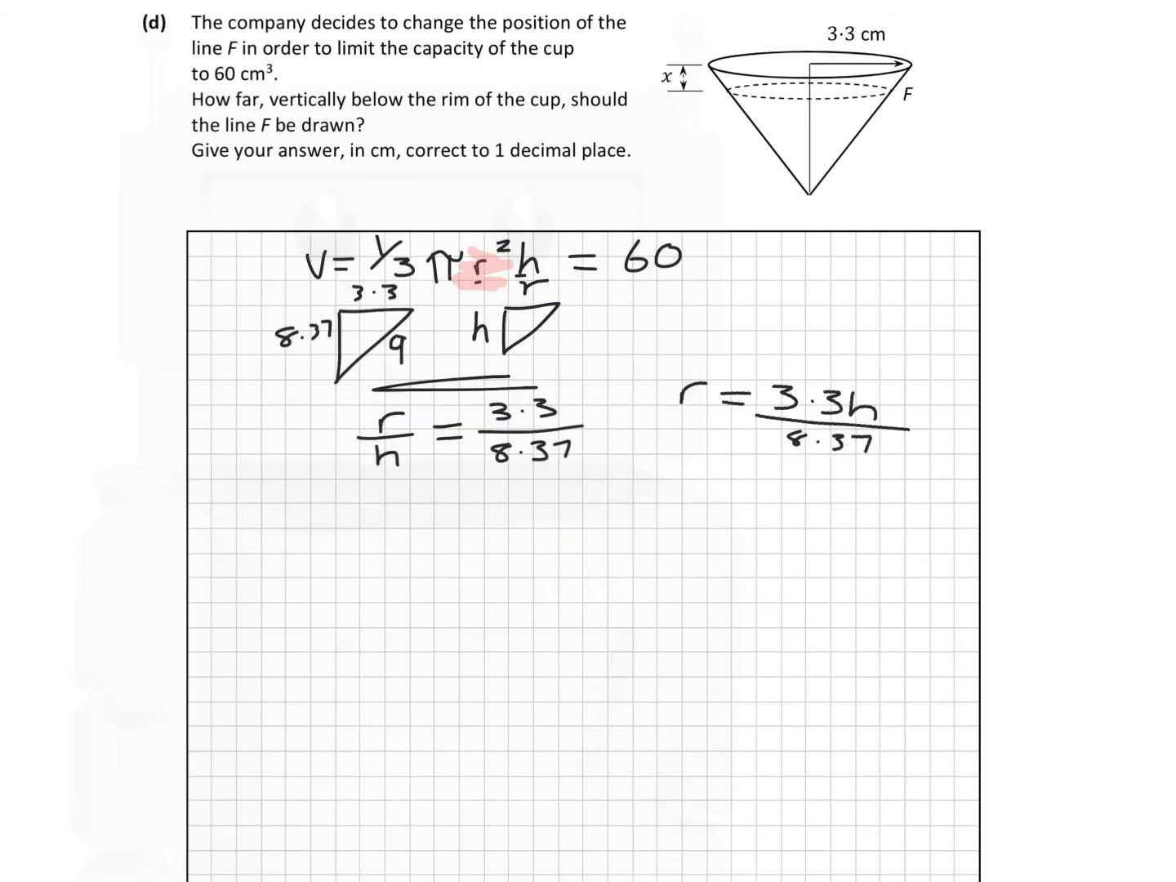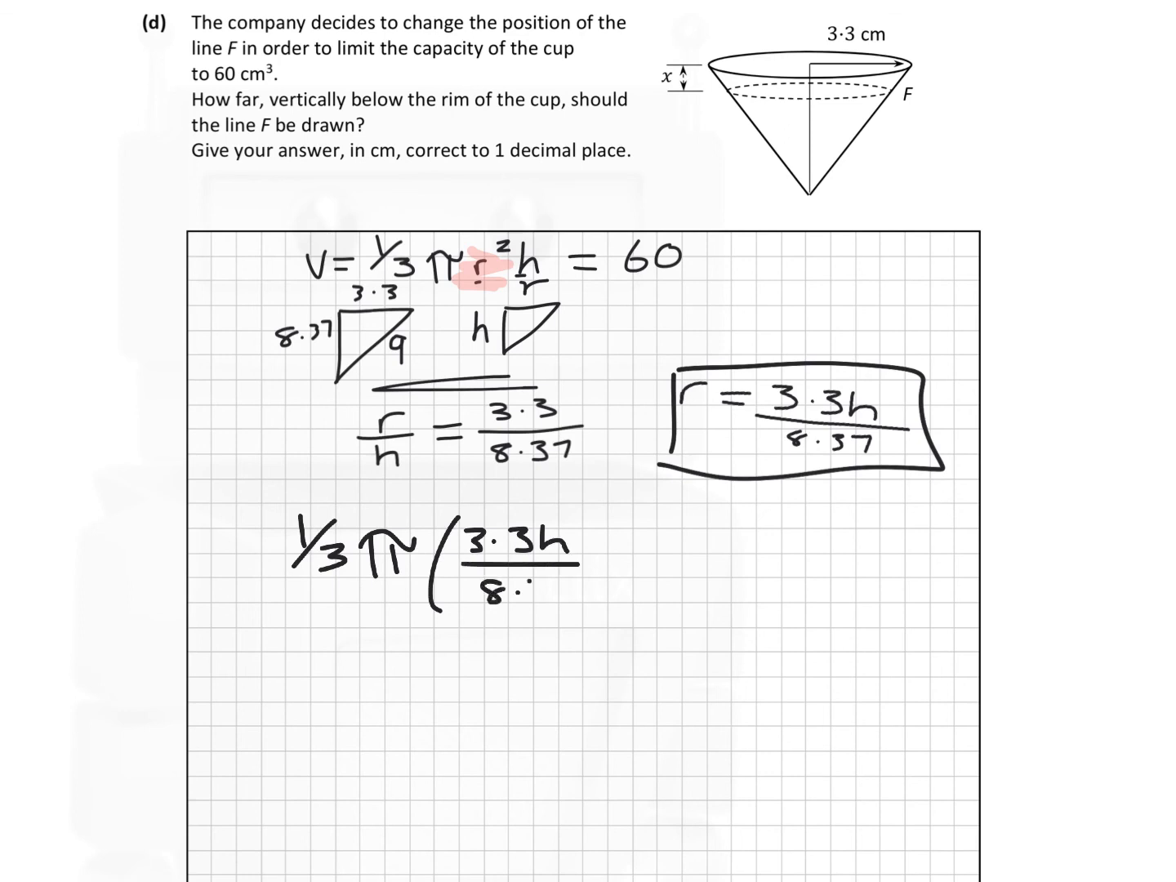Sorry, I just moved some bits around there, because remember we need to try and stay inside of this box in order for your exam to be corrected. So we are going to now replace r in that formula. What we're going to get is 1/3 pi, and now instead of r, I'm going to put in 3.3h all over 8.37, squared. That's going to be times h, and then equal to 60. Now I would go ahead and just simplify that. Don't get rid of pi's or anything like that. Just simplify the square part first.